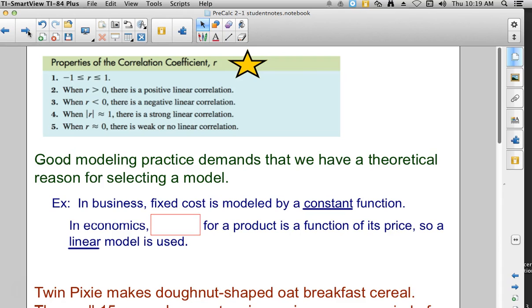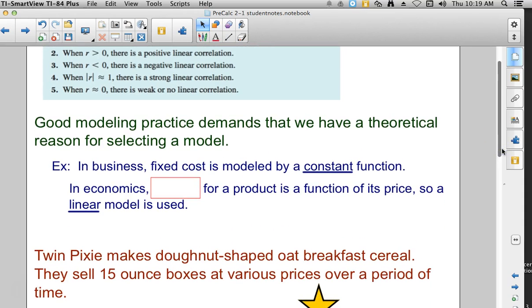So here it is in a nutshell. R will be a number from -1 to 1. And when R is greater than 0, we have a positive linear correlation. And when R is less than 0, it's a negative linear correlation. I think that's kind of self-explanatory. When the absolute value of R is about 1, you've got yourself a really strong linear relationship. When your R value is approximately 0, well, if it's 0, then you're in trouble because there was absolutely no correlation whatsoever. But if it's close to 0, weak or no correlation. Two things you probably shouldn't be trying to relate to each other.